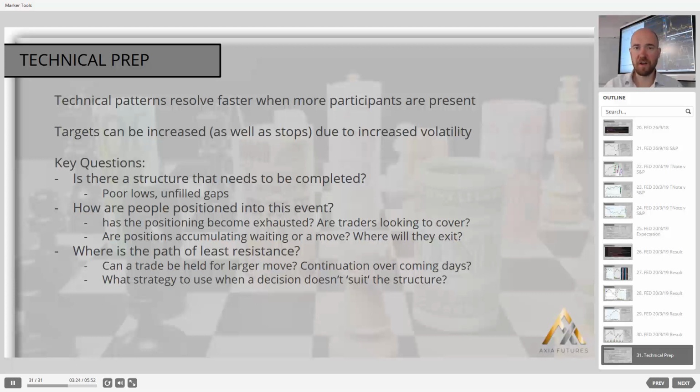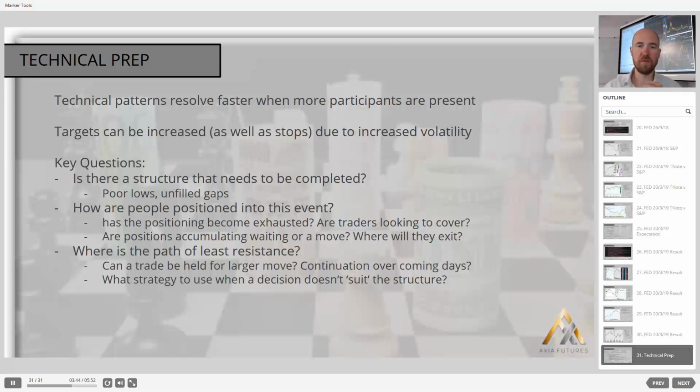Alternatively, are you seeing positions get accumulated just before the decision? Are people building to try and play a move in one direction? And where could those people get pushed out? Where are the stops likely to be? Where are people going to exit? So the positioning element is a lot about asking yourself, what would you do in this situation?